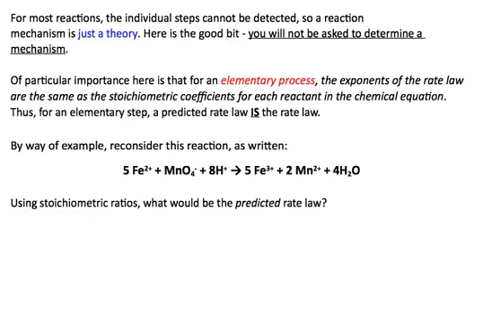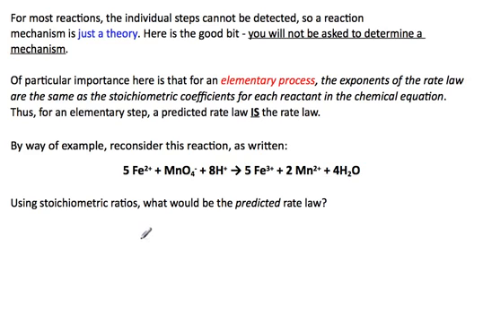So you don't have to determine mechanisms. What you have to be able to do is analyze them. We'll get to that in a bit. Of particular importance here is that for an elementary process, the exponents of the rate law are the same as the stoichiometric coefficients for each reactant in the chemical equation for that elementary step. So from an elementary step, you can write the predicted rate law. Now, predicted rate law, what does that mean?